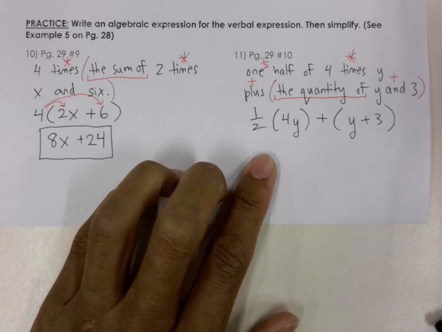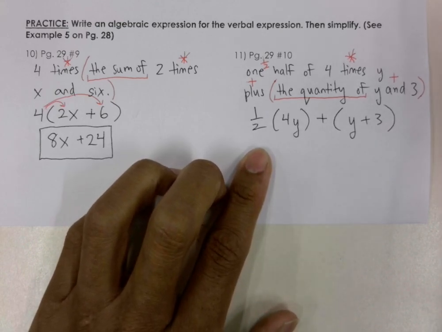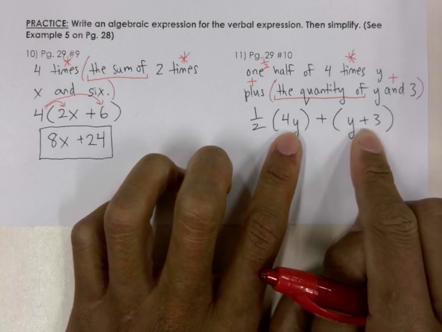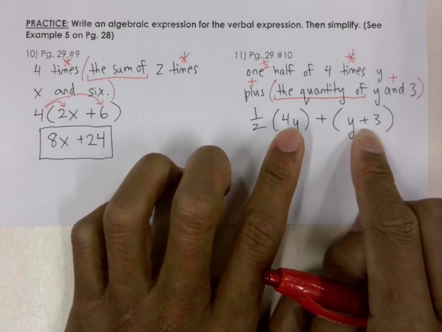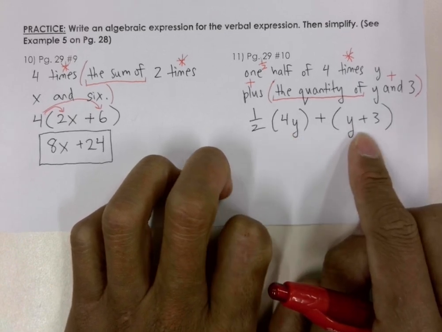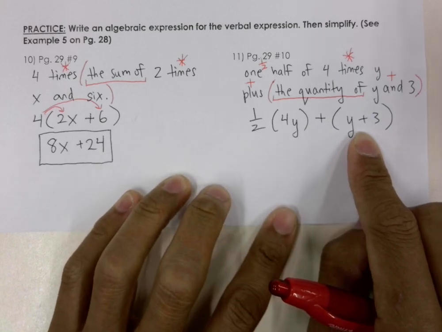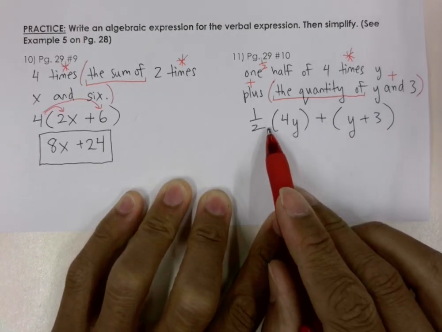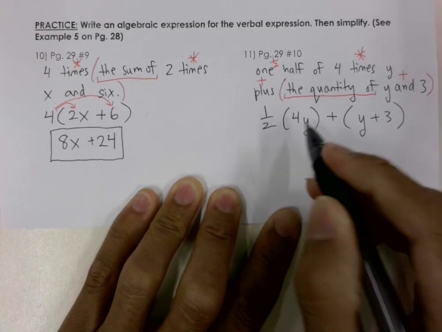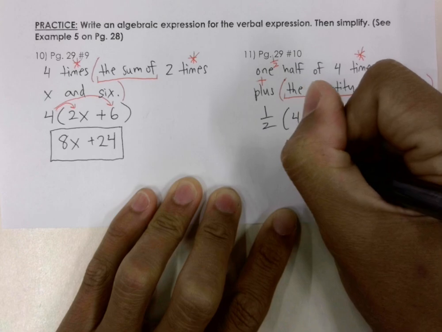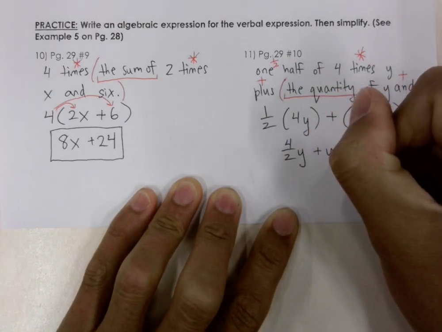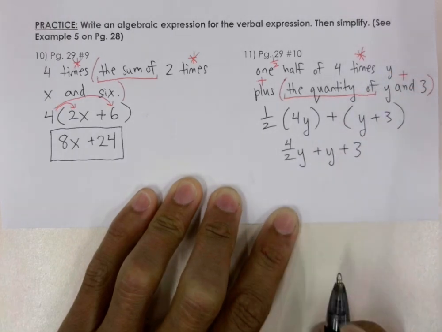Let's go ahead and simplify the expression. You can see that we cannot simplify the expression in the first parentheses. We cannot simplify the expression in the second parentheses because there are no like terms. So we can perform our multiplication. 1/2 times 4 is 4 over 2 times y plus y plus 3.